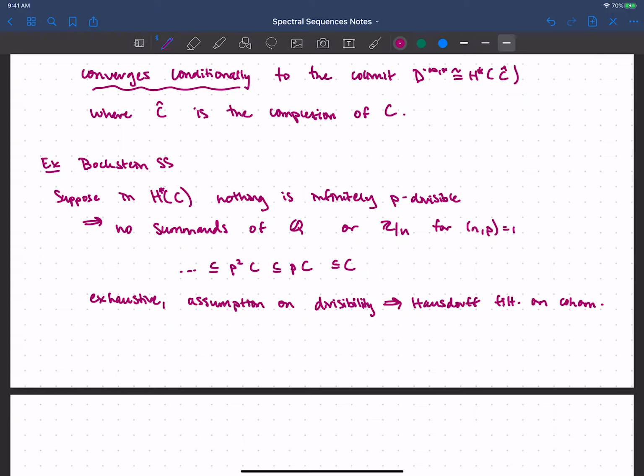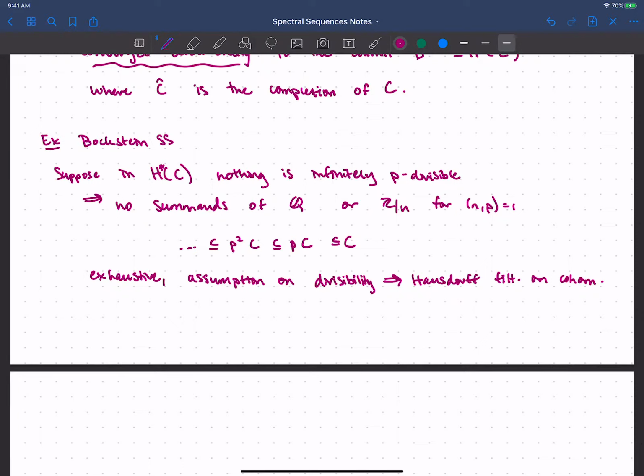Okay, so that's kind of nice. And all right, so the claim is that our Bockstein spectral sequence, I'm using S and T now because P is taken. Trying not to abuse that.